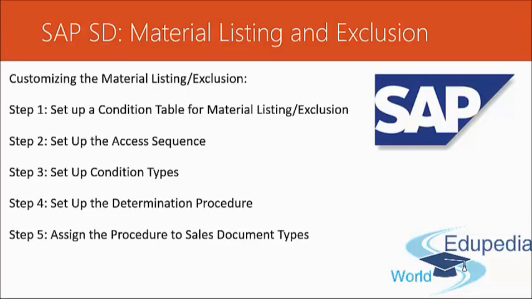So first step, set up a condition table for material listing and exclusion. Second step, set up the access sequence. Third step, set up condition types. Step number 4, set up the determination procedure. Step number 5, assign the procedure to sales document type. So these steps are very similar to what we did in our previous lecture for material determination. Now we take a closer look at each of these steps in our customization for material listing.